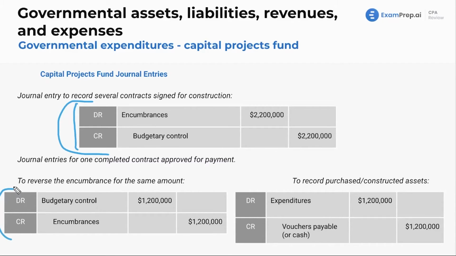It's like making reservations at a bunch of different restaurants. You make reservations, and then you remove the reservation once you're going in and you're approved. Now, when you actually purchase or construct the assets, this is the normal journal entry: expense and vouchers payable, accounts payable, or cash. Normal business process. The only difference is this is more government focused, not really in corporate.